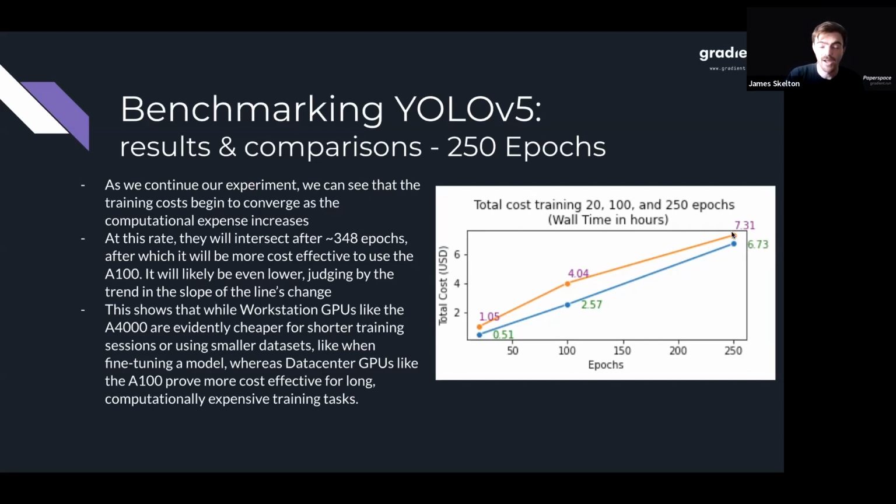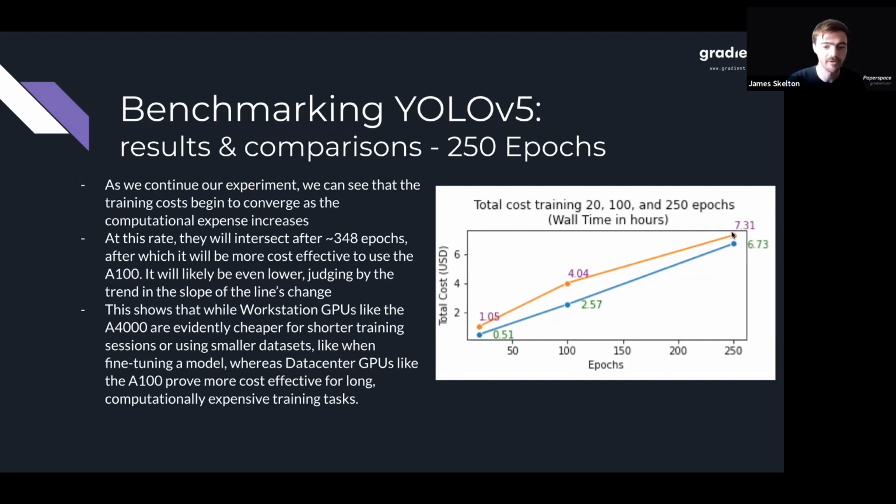At this current rate, according to my own calculations, they should intersect after about 348 epochs. It would likely be even lower, judging by how the trend in the slope of the lines are changing. The A100 is flattening out more, while the A4000 is staying rather consistent. But we can still take away quite a bit from this.